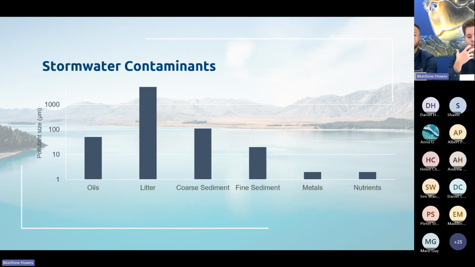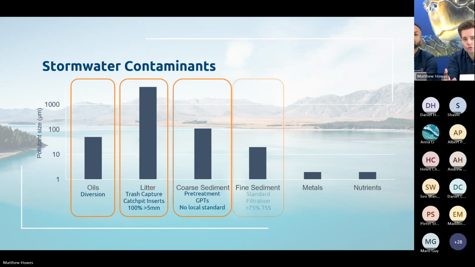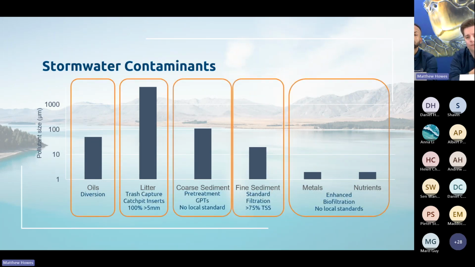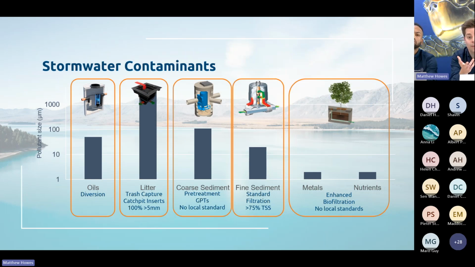So generally speaking, with stormwater contaminants, we often characterize them by the size of the particle that they are treating. With different particle sizes, there are different treatment mechanisms and different treatment outcomes. Within each of those treatment outcomes, there are a range of devices that we have available to provide that level of treatment.